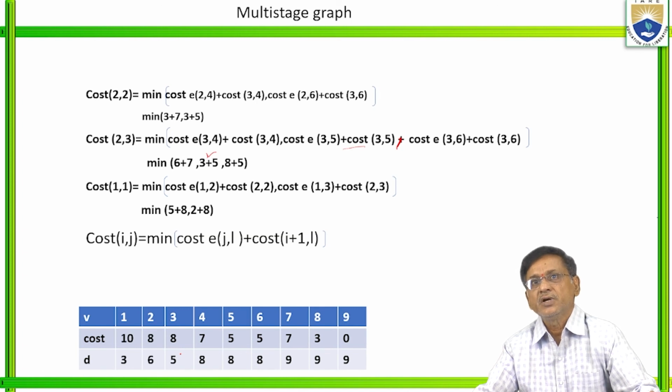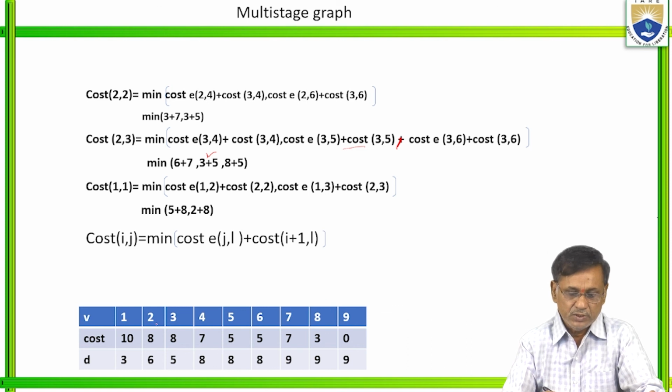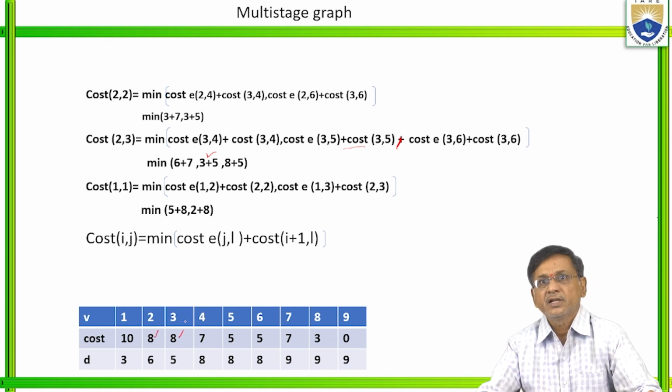Now you see cost of 1 comma 1, that is cost of vertex 1 is equal to minimum of cost of an edge 1 to 2 plus cost of vertex 2, comma, cost of an edge 1 to 3 plus cost of vertex 3 in the second stage. So the values are cost of an edge 1 to 2 is 5 and cost of vertex 2 is equal to 8. 5 plus 8 is 13, and then cost of an edge 1 to 3 is 2 and cost of vertex 3 is equal to 8. So you can see the values here also, 8 and 8. You can write those values, and then 5 plus 8 is 13, 2 plus 8 is 10.